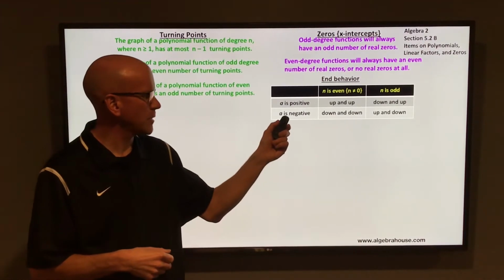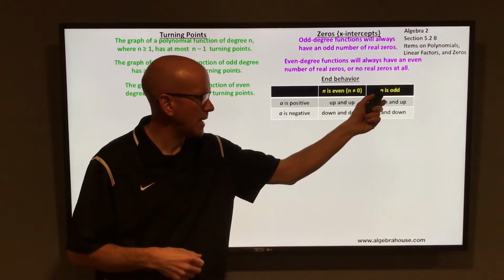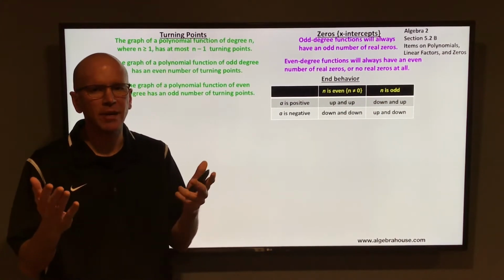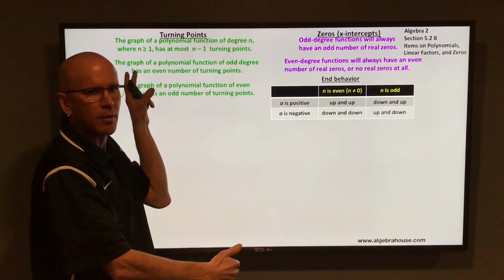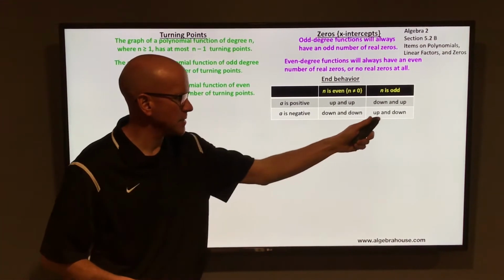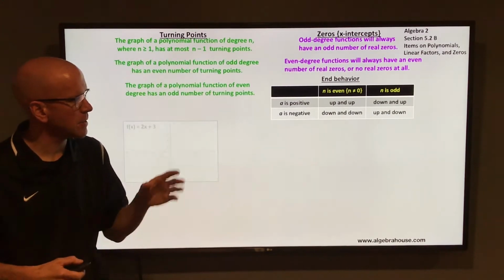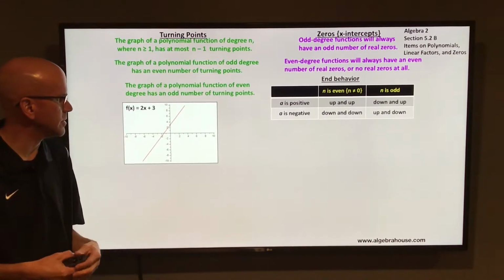And finally, if the leading coefficient is negative and the degree is odd, think about linear functions where you have a negative slope. That line goes down and to the right. It's up on the left side and down on the right side. So the end behavior would be up and down. We're going to see all those things hold true as we look at these graphs.